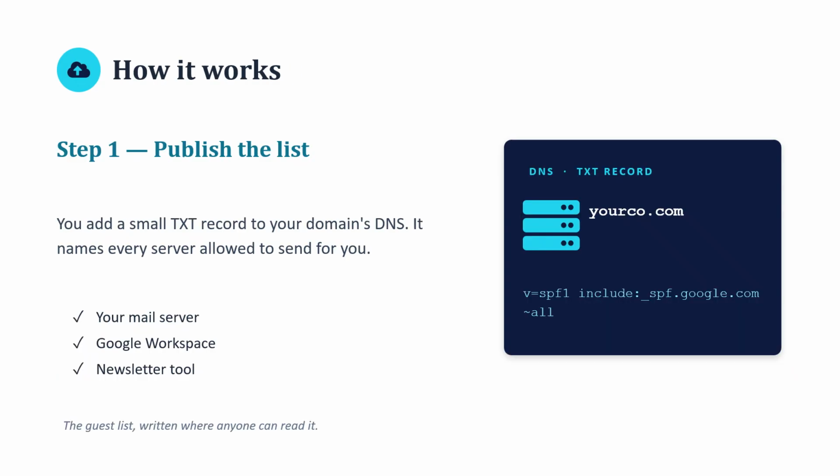The first step occurs on the user's side. A small text record must be published in the domain's DNS. This record specifies each server authorized to send emails on behalf of the domain. Examples include the organization's own mail server, Google, or a newsletter distribution tool. This functions as the guest list, a publicly accessible list of authorized senders.